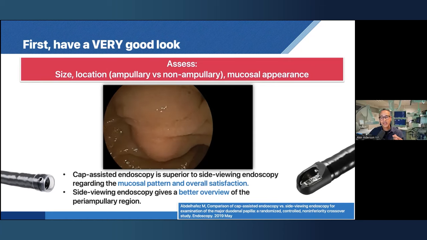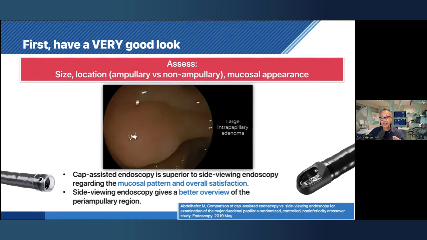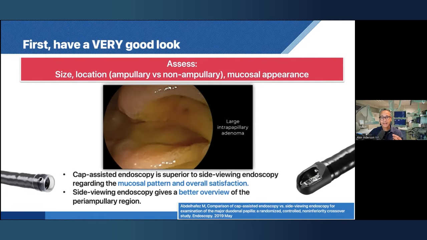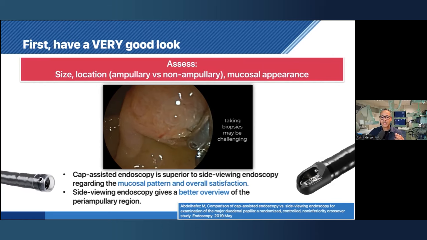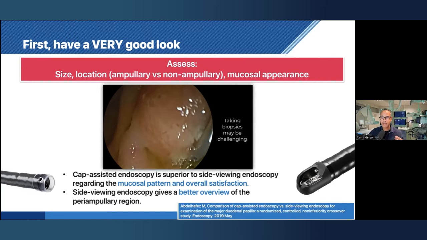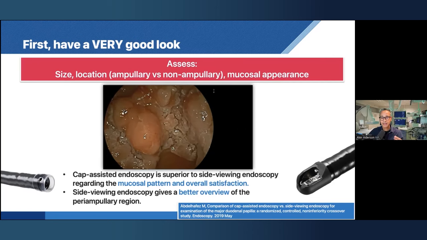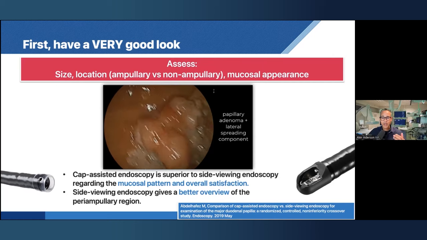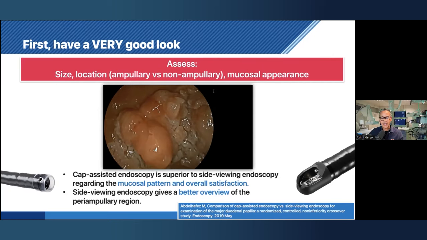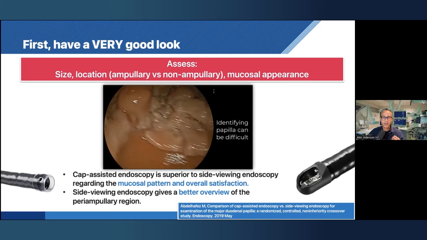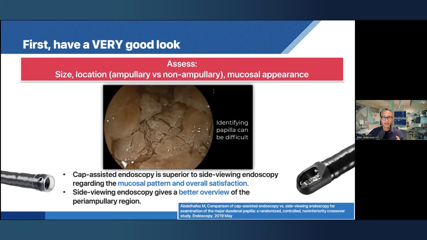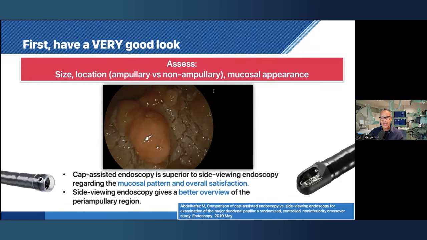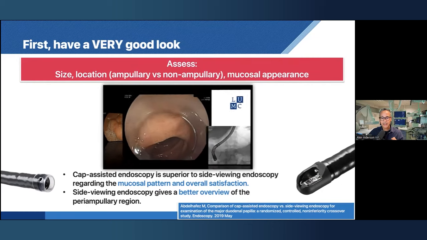Now, when you encounter a lesion, it may look like this. This is a large interpapillary adenoma. You can see bile flowing out. And sometimes there's only a little bit of aberrant tissue protruding from the papillary orifice, which you can then biopsy. But it may also look like this. This is a large ampullary lesion with lateral spreading extension. And sometimes it's very hard to even discern where the real papillary orifices are. And it is very important to do so, because you need to be able to place a pancreatic stent.